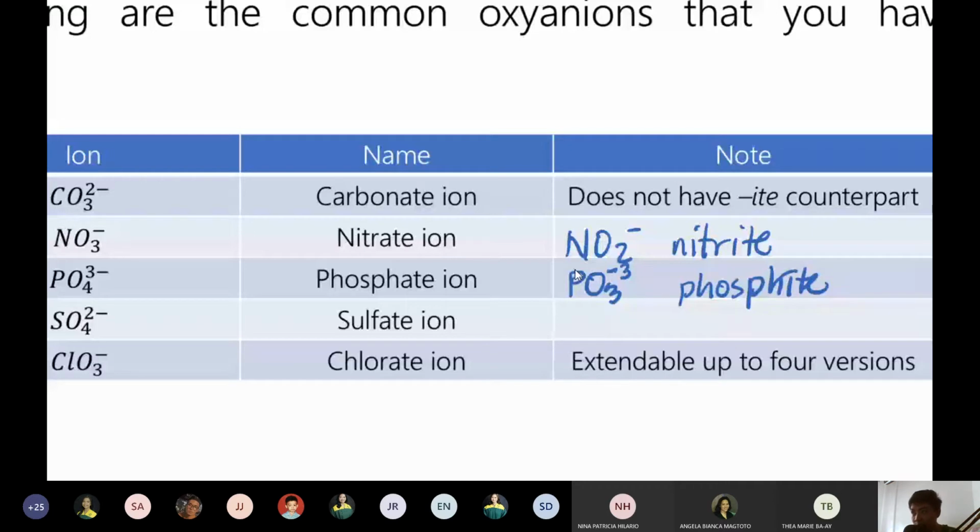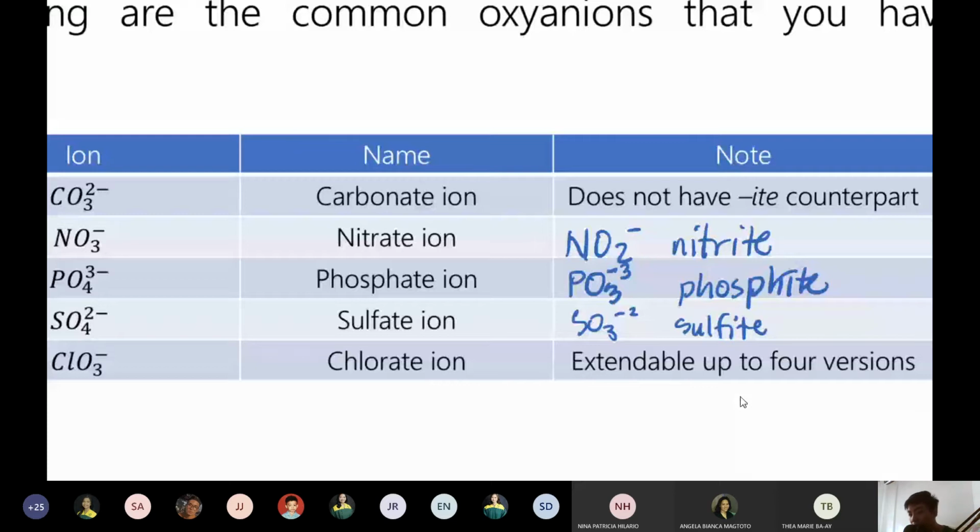Phosphite. Ano yung mapapansin nyo? This is just one oxygen less than the common. Tatlo yung oxygen dito, apat. So, yun yung difference. Tig-isang oxygen. Sulfate. Ito yung example kanina. May counterpart yan. Ang name niya ay sulfite. So, one oxygen less than the common.